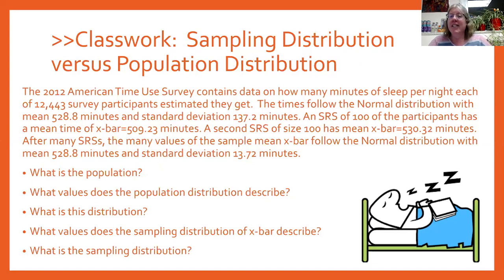So they did lots and lots of simple random samples of size 100, and after doing that many times, they found that the sample mean followed a normal distribution with a mean of 528.8 minutes and a standard deviation of 13.72 minutes. We have some questions to work on, so let's take a look at that classwork.